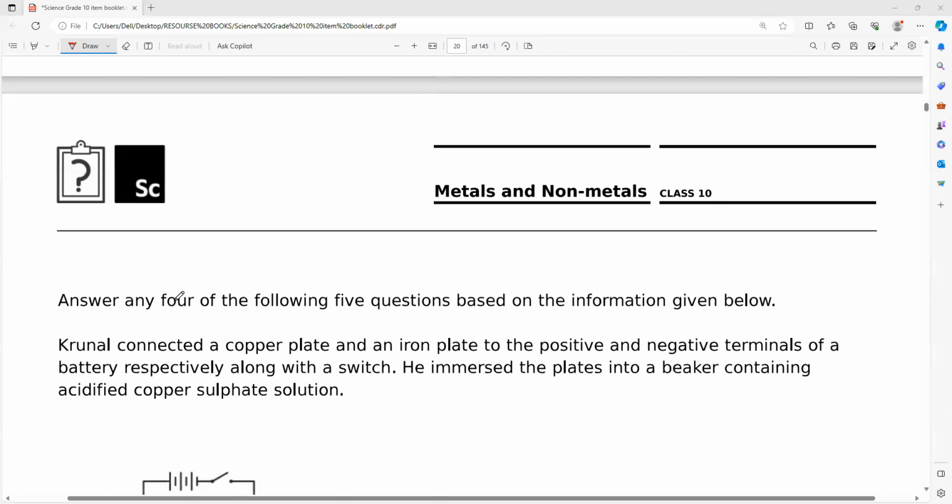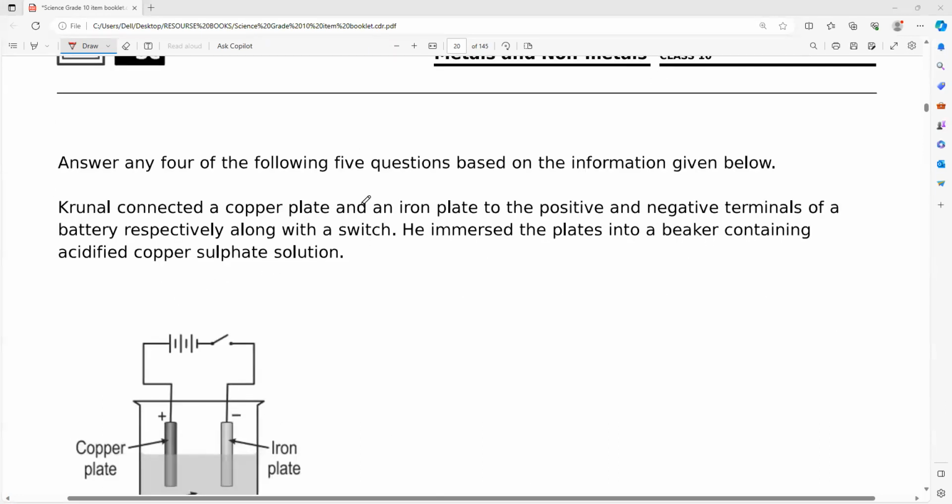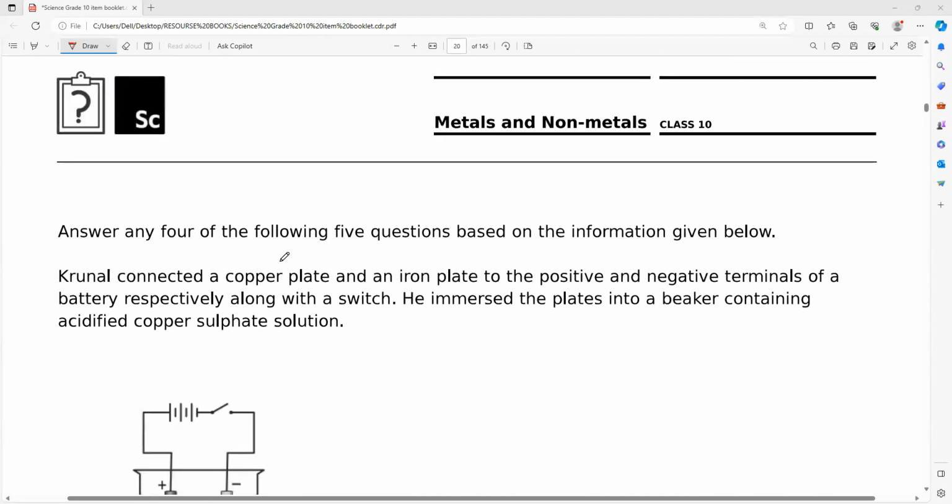So now let us see. We'll start with this question. This is a case study, I think. If you notice, that's the reason I'm saying the electrolysis diagram is the most important diagram. At least learn that diagram error free, because many years only that diagram has been asked.